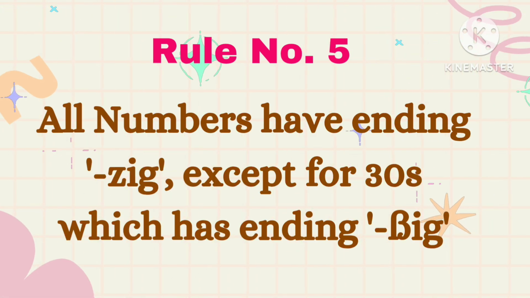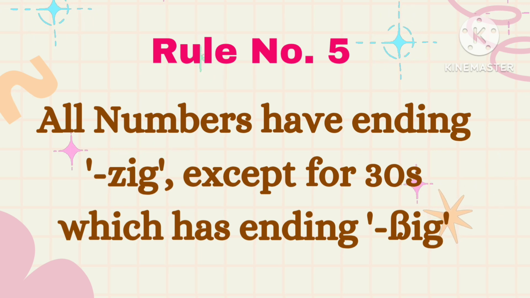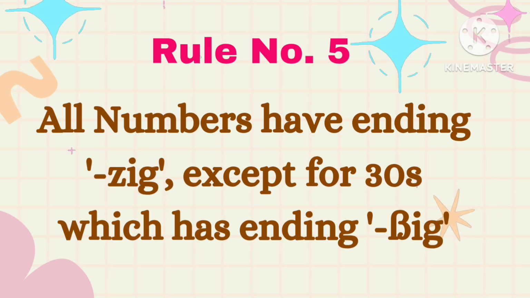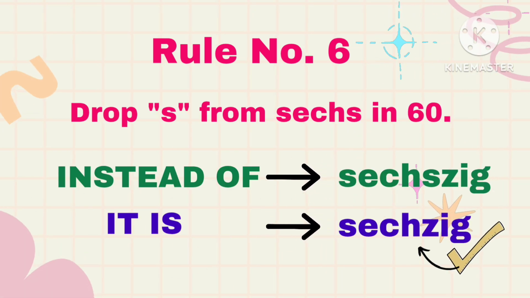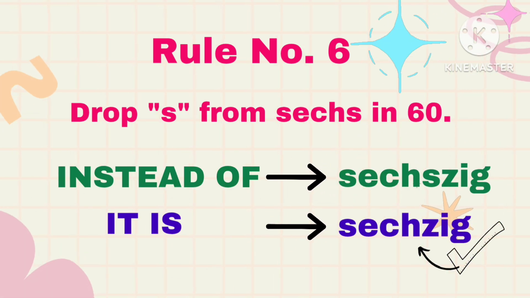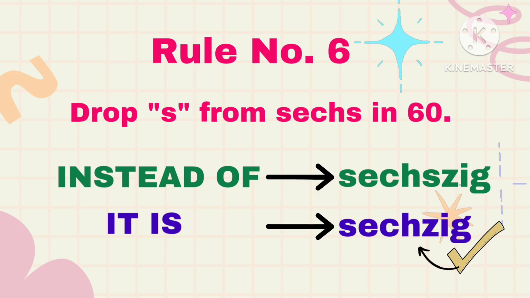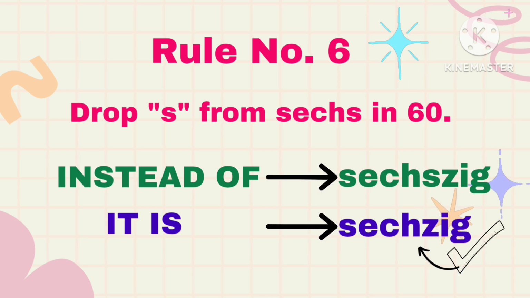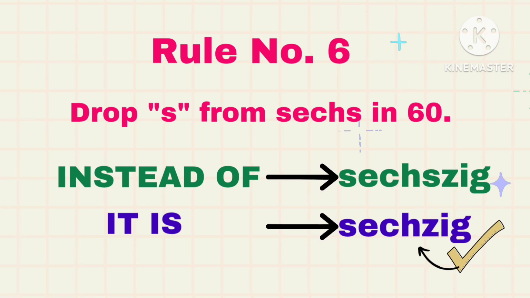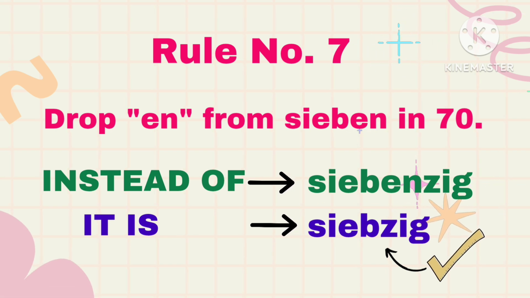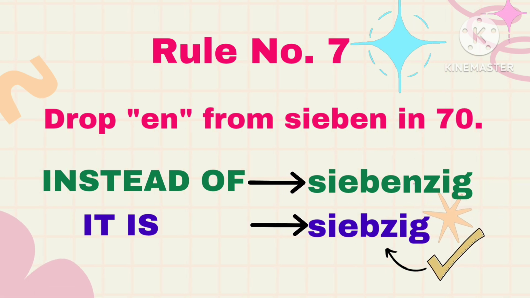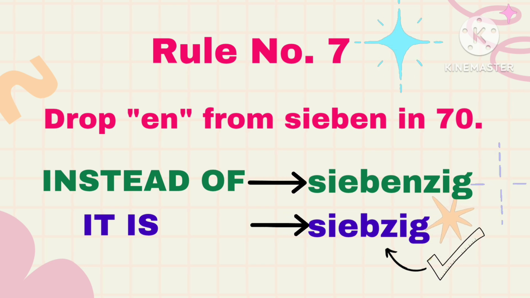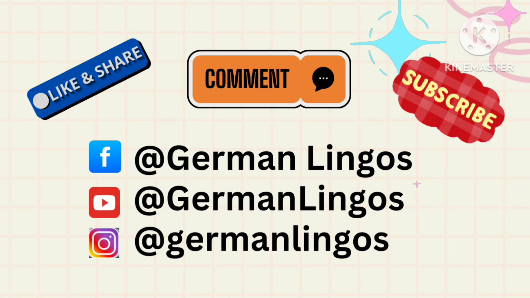Rule number 5. All numbers have ending ZIG except for 30s, which has ending IG. Rule number 6. Drop S from sechs in 60. So it is sechzig. Rule number 7. Drop EN from sieben in 70. So instead of siebenzig, it is siebzig.